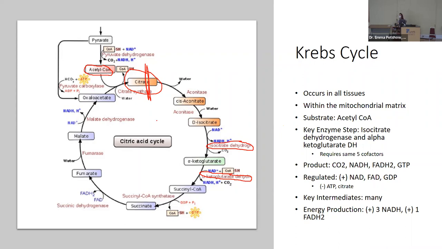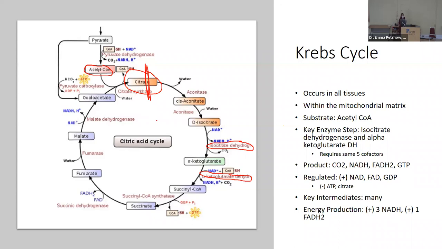Citrate can be used in a couple of other pathways. I don't see this commonly, but it is something that you should recognize. Where this could come into play for you on the NPLEX, I've never seen them use the citrate piece on the NPLEX exam. I have seen them use NAD, FAD, GTP, GDP, and ATP as regulatory factors.